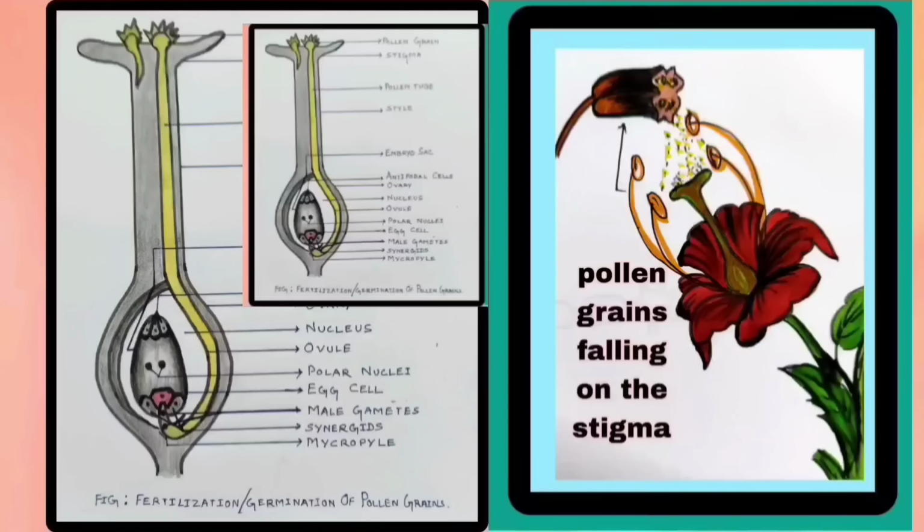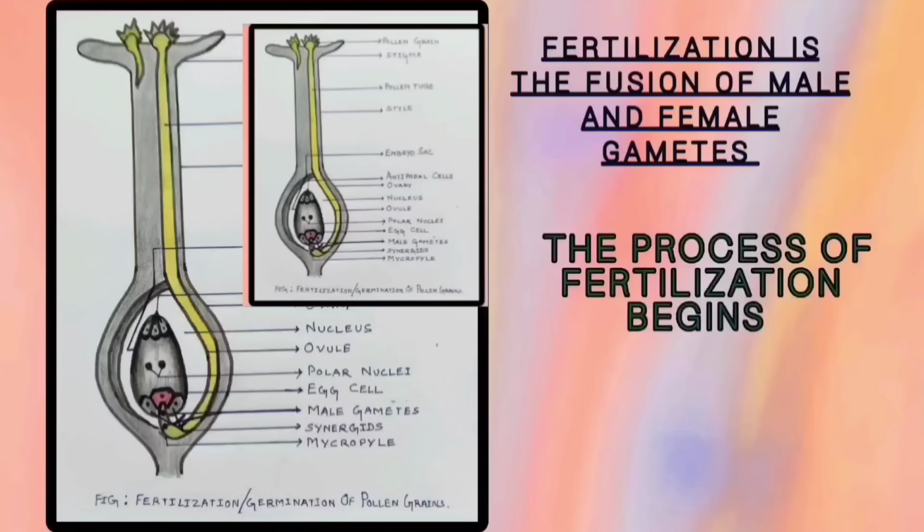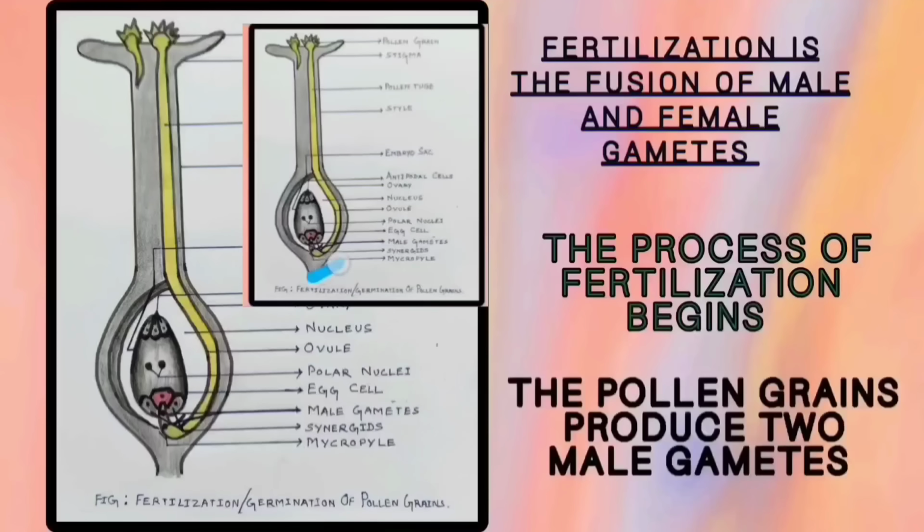Now the further changes in pollen grains for fertilization only occur when it has fallen on the stigma of the same species. Now what is fertilization? Fertilization is the fusion of male and female gametes. The process of fertilization begins after pollination. Now step by step we will discuss the process of fertilization.